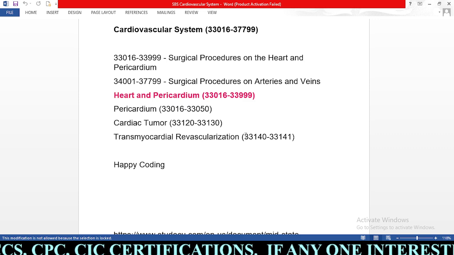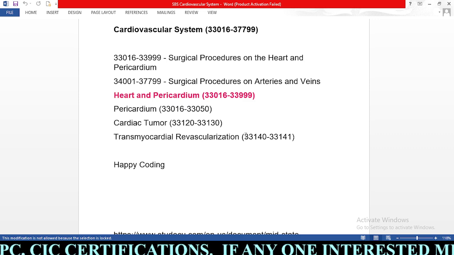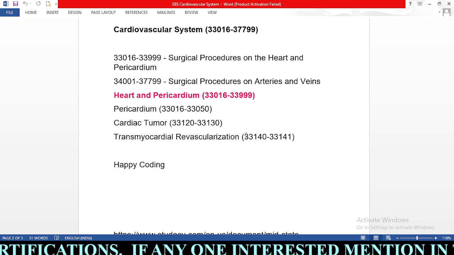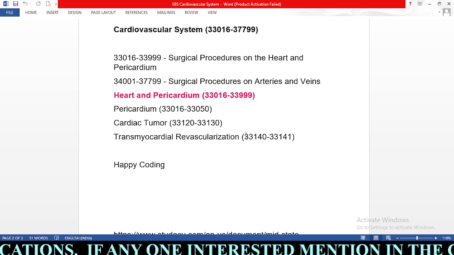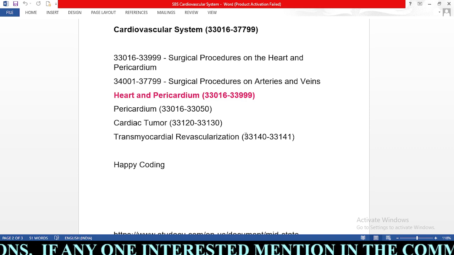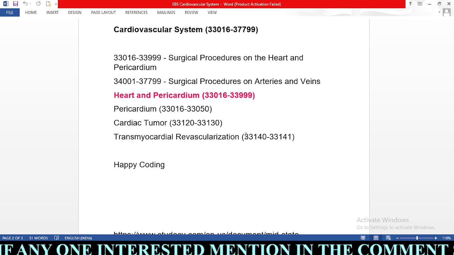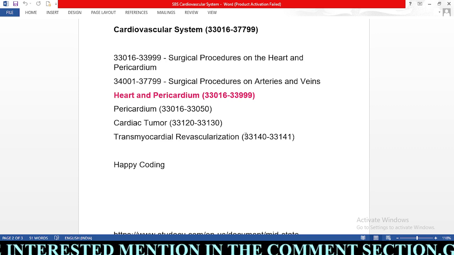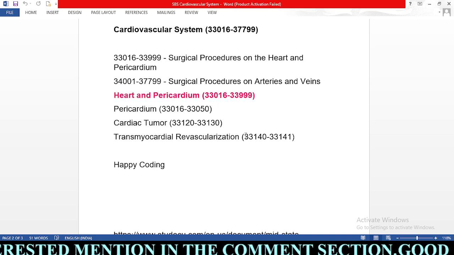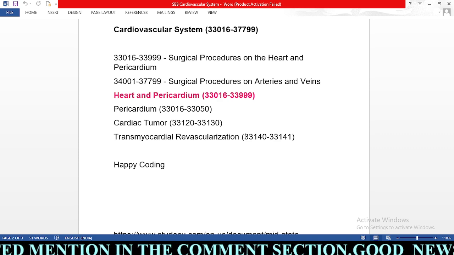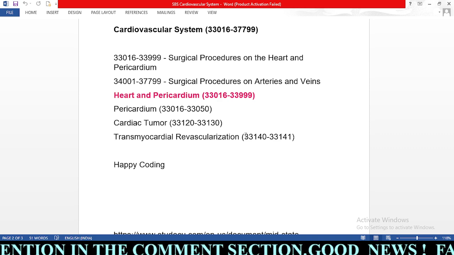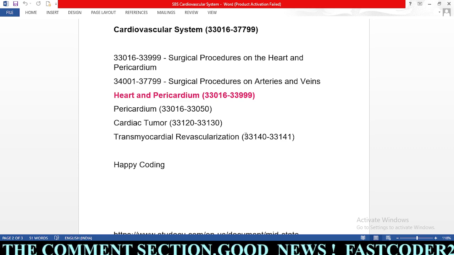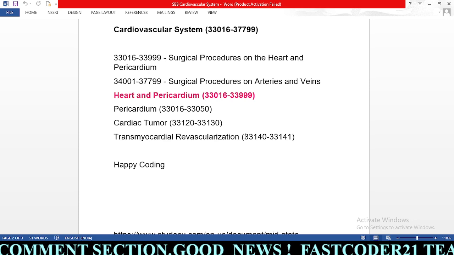So what are the common procedures on pericardium? Usually we have pericardiocentesis and pericardial drainage, as well as pericardiotomy for removal of clot or foreign body, creation of pericardial window or partial resection for drainage, and pericardiectomy. Here the physician will remove the pericardium using cardiopulmonary bypass. And also we have resection of pericardial cyst or tumor on the pericardium.